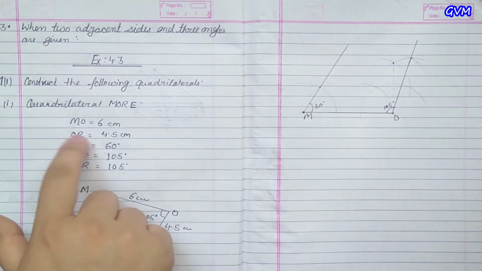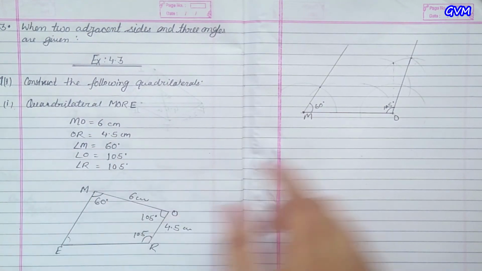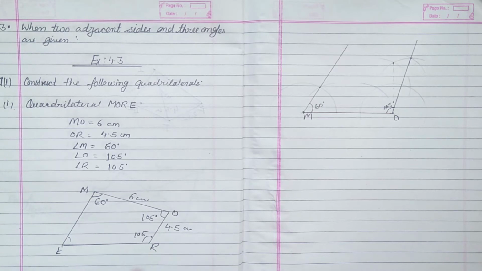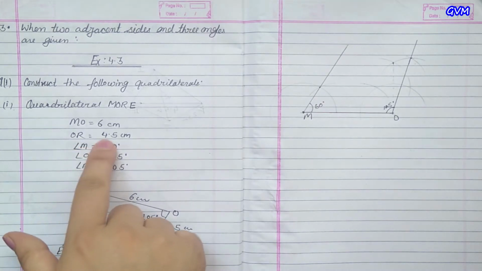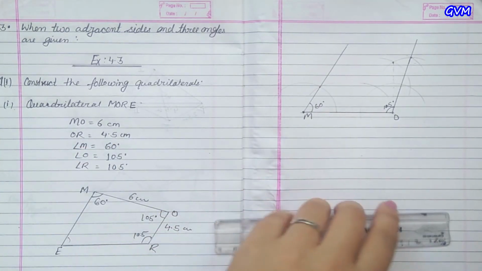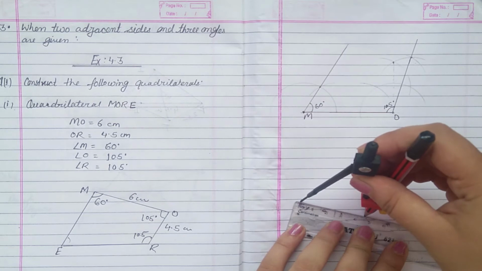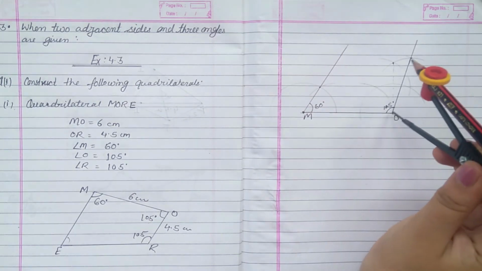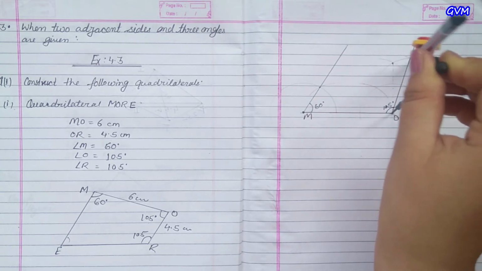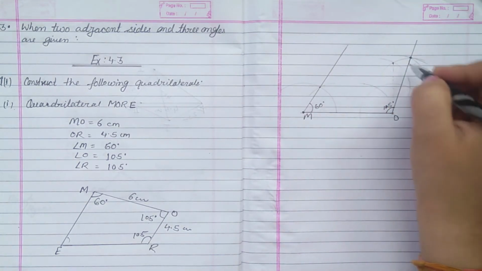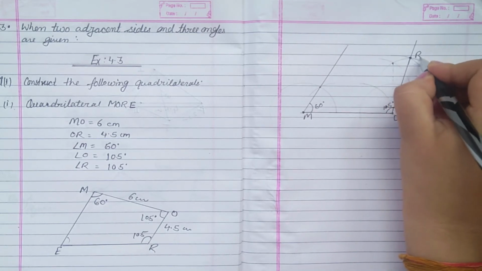Now we are given OR is 4.5. Since we have made this angle O and the side is going up to R, that means the point R will be on this side. Now OR is 4.5. So take ruler and compass, measure 4.5, put the needle at O and pencil at 4.5. Now make an arc on this line. So the intersecting point of this arc and this line is here. That means here we have point R.